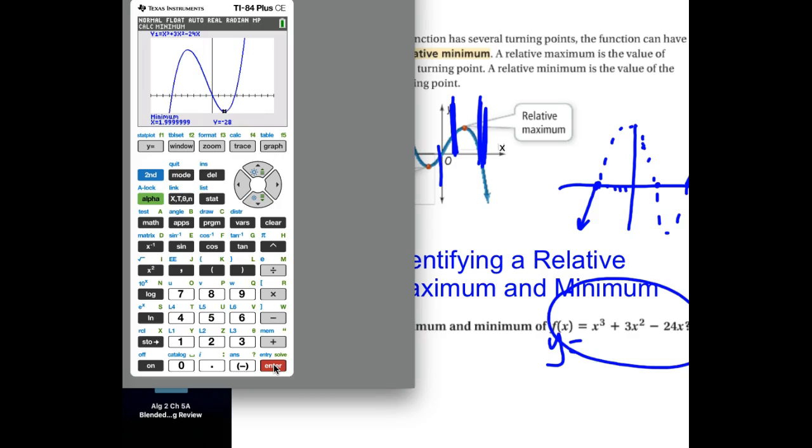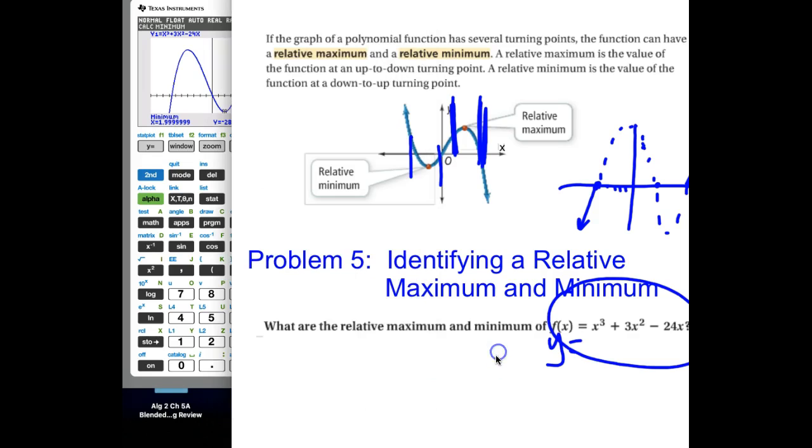All right? Look at the coordinates at the bottom of your screen. It says our minimum is 1.9999999. So 2, right? That would be a 2. And our y value is negative 28. So our lowest point, we're going to say we have a relative minimum at 2, negative 28.